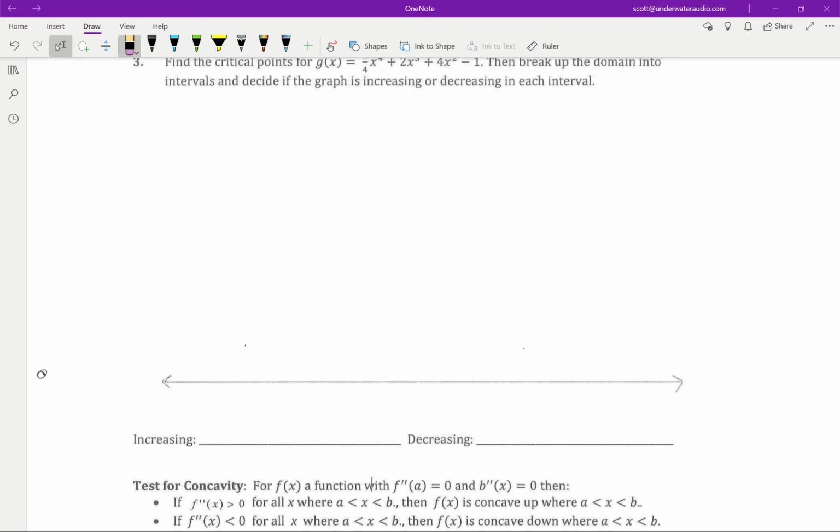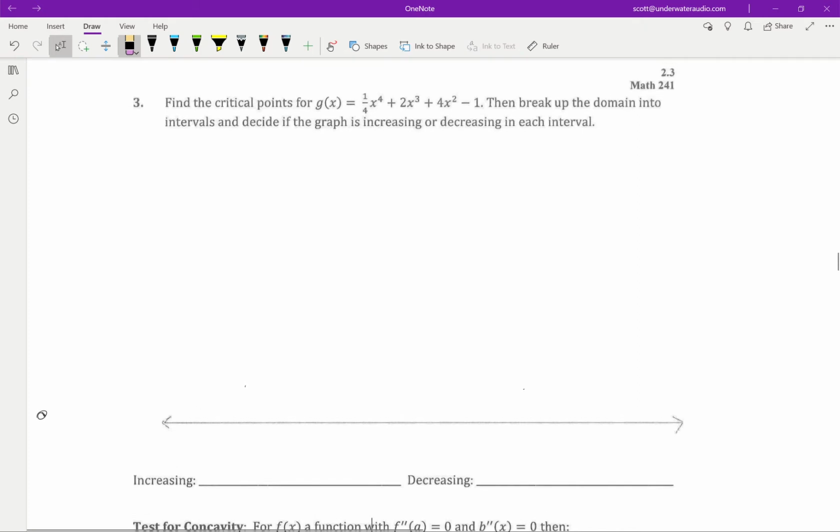Okay, so this is problem 3, which is kind of the first difficult problem in the section. It says find the critical points for the function. I'm just going to start off and do that immediately and not read the rest of the problem. To find critical points, I know I need to take the derivative. So g prime of x.